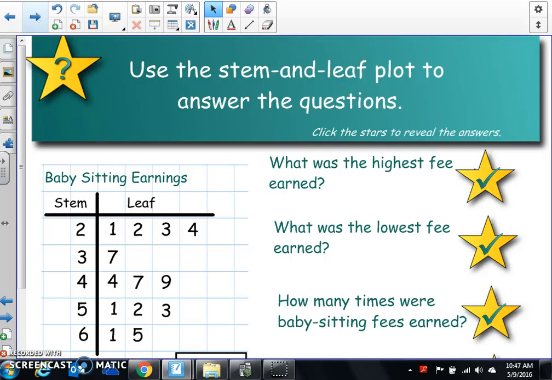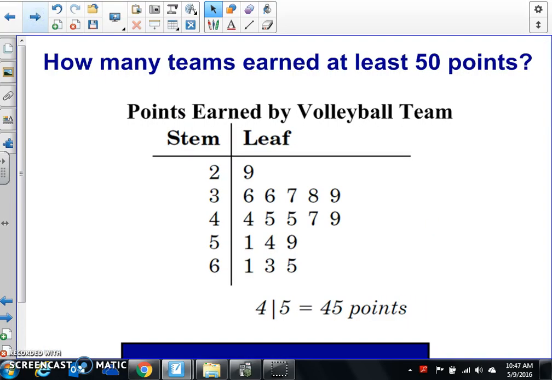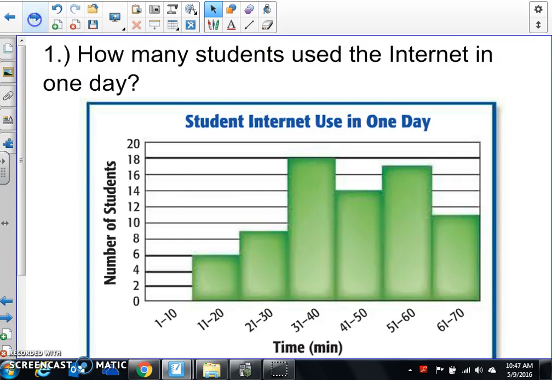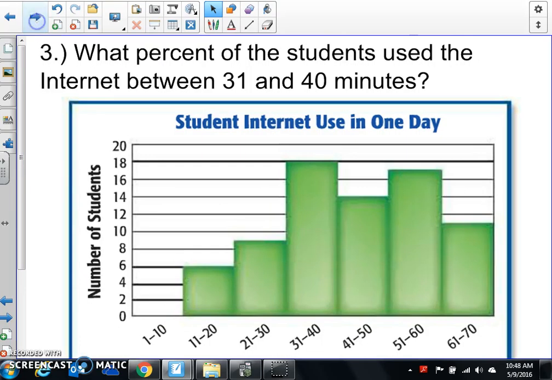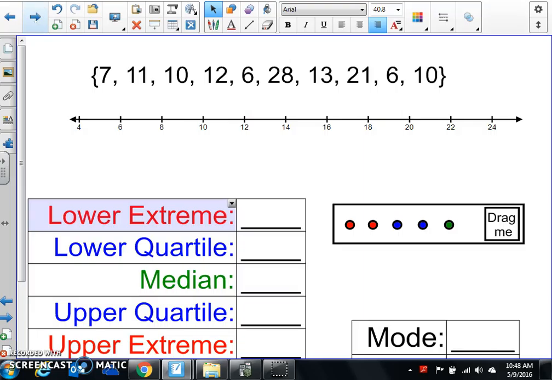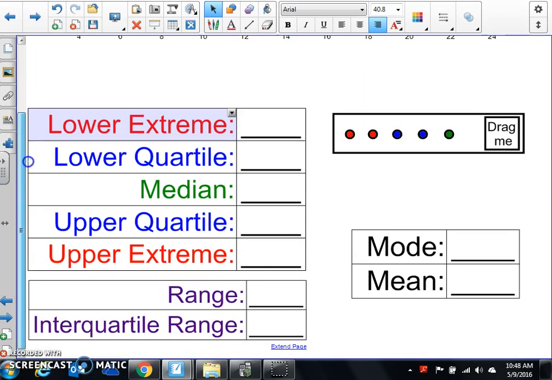Okay, you're going to use this stem and leaf, so go ahead and just read it all yourself. Pause the video. Here's your next one. Pause the video. Here's the next one. Pause the video. There you go. Here we go. All right. And then you're going to do the exact same thing that we did on that first page. And then here's the bottom.